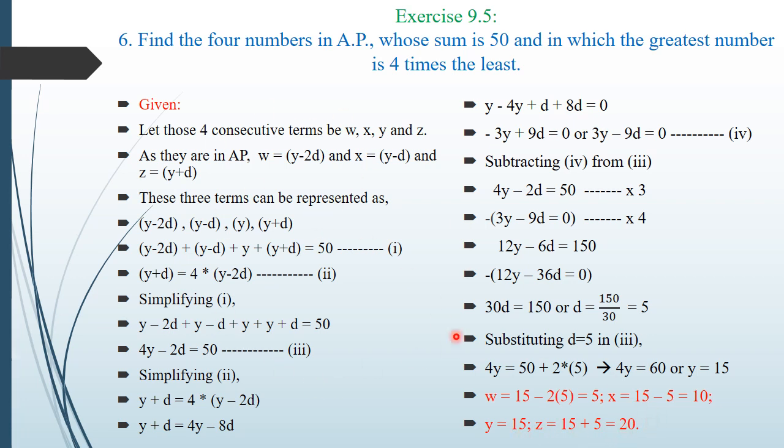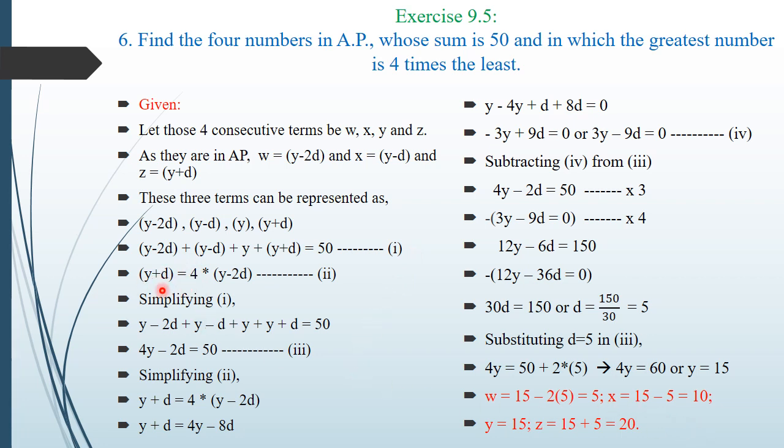Now, verifying if we are going to get the answer correctly or not, when I add all those four terms, I should be getting 50. So let us see if we can get that. 5 plus 10, that is 15. 15 plus one more 15 here, that is 30. 30 plus 20 is 50. I am getting 50 as per the first statement.